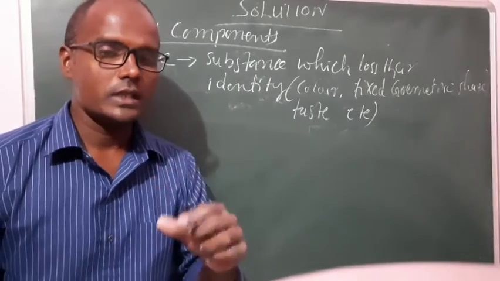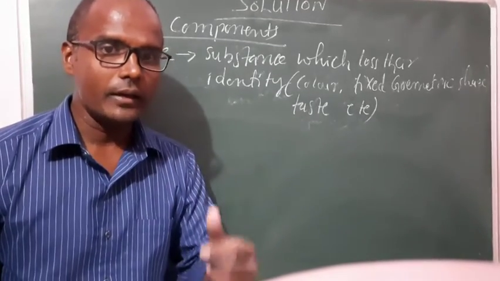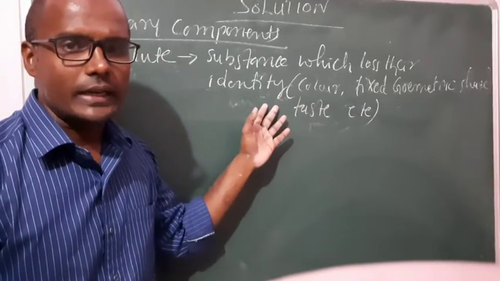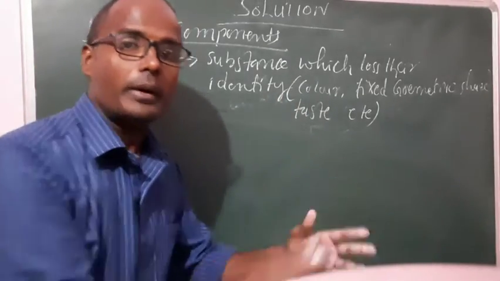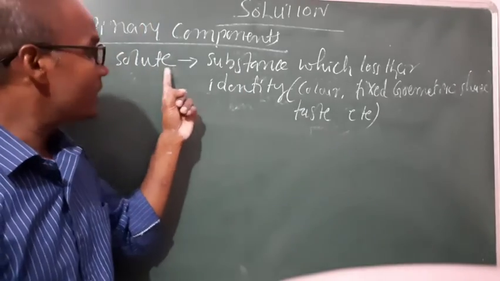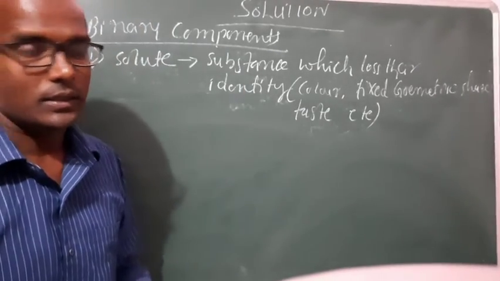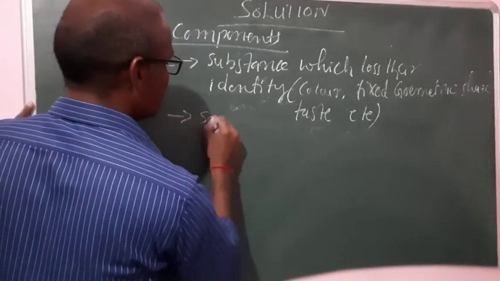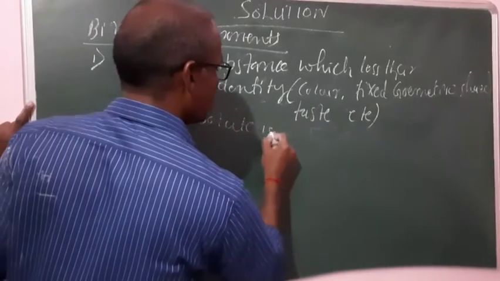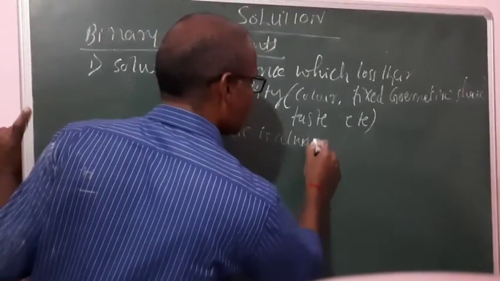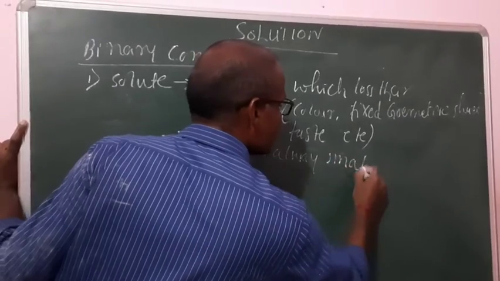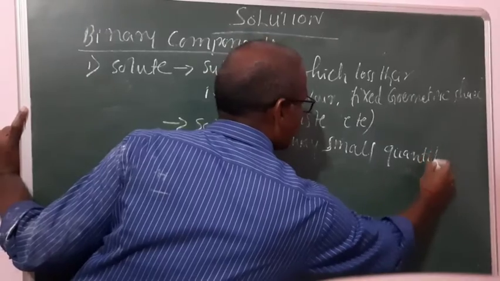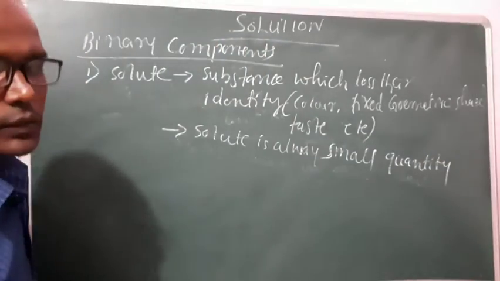Any substance which lost their identity when it combined with another component. Simply it cannot lose its identity. When it combined with another component, then only it lost its identity. So that is what we call solute particles. The second point is, solute is always small quantity.